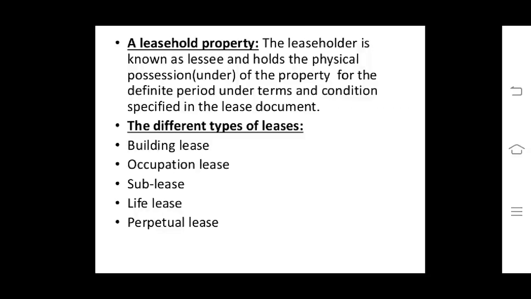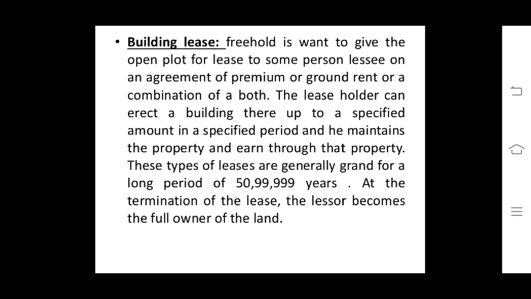A leasehold property: the leaseholder is known as the lessee and holds the physical possession of the property for a definite period under terms and conditions specified in the lease document. Different types of leases are building lease, occupation lease, sublease, life lease, and perpetual lease. Building lease: the freeholder wants to give an open plot on lease to some person on an agreement of premium or ground rent or a combination of both.